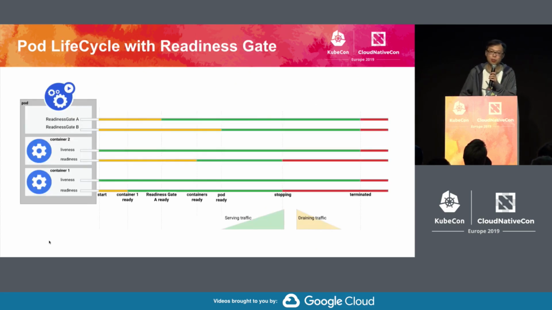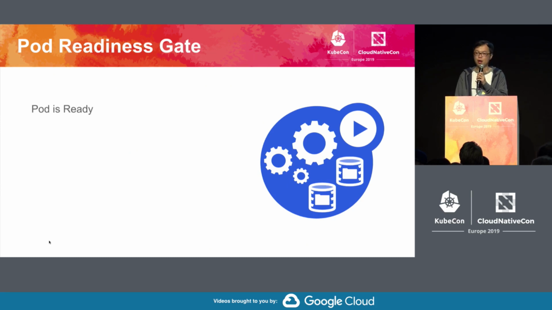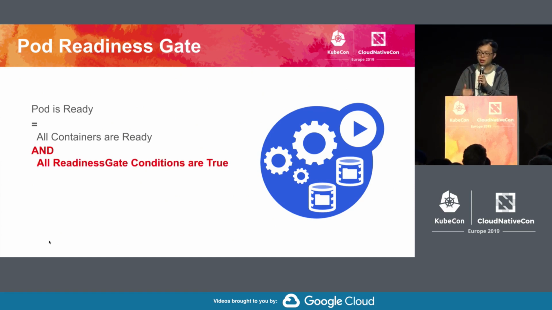So we effectively change the pod lifecycle into this graph. You can see when the pod starts up, nothing is ready. Then, even though container 1 and container 2 both have become ready, the pod is still not ready because it's waiting for readiness gate B, right? Only when everything is ready is the pod considered ready, and then it starts serving traffic, and the rest of the lifecycle is the same. So with pod readiness gates, pod readiness means all containers are running, all containers are ready, and all pod readiness gate conditions are true.